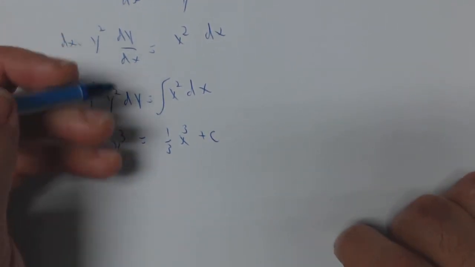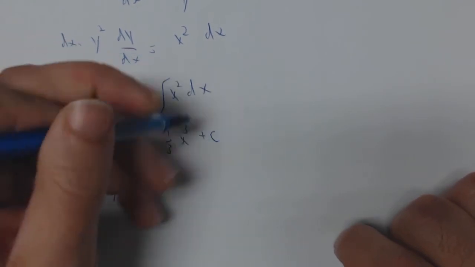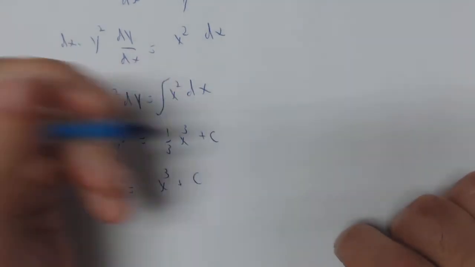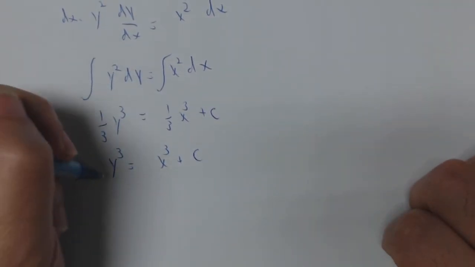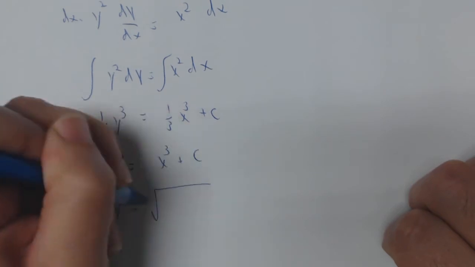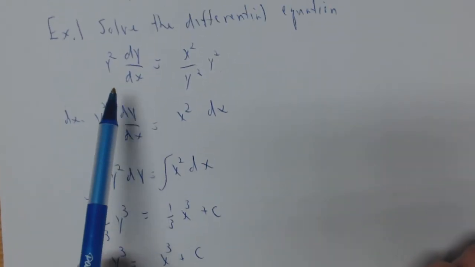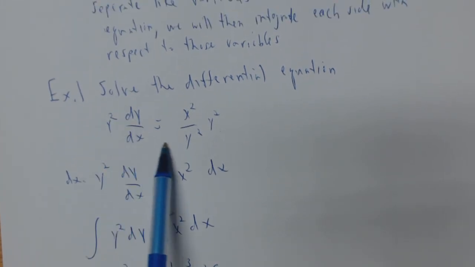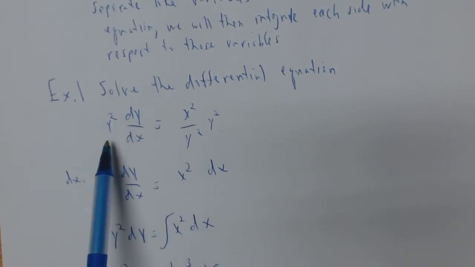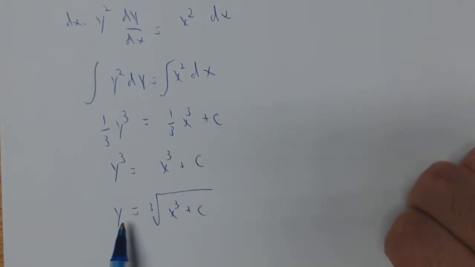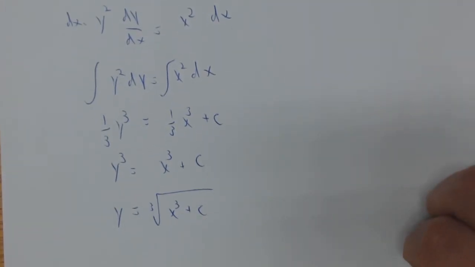Now we could solve for y. So multiply both sides by 3, which gives us x cubed plus, and 3 times c is still a constant, so we could leave it as a c, and then we can cube root both sides, and we just found our solution. So the solution to this differential equation ends up being just y equals the cube root of x cubed plus c. Okay, so that's basically one example.